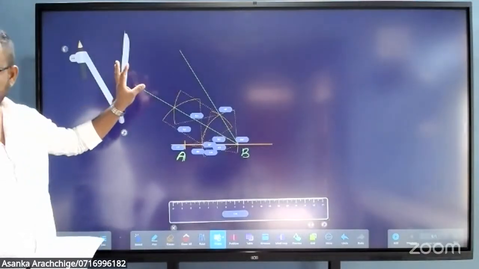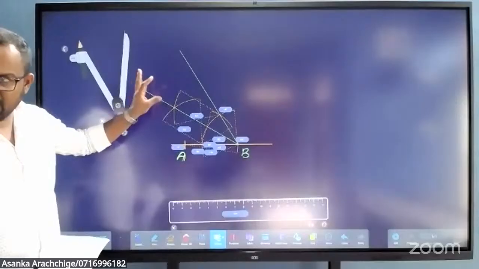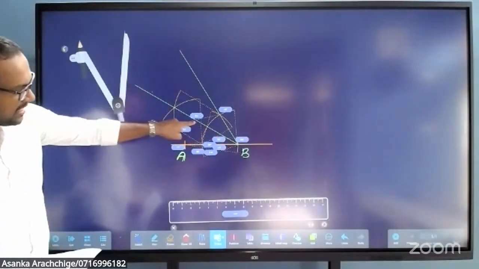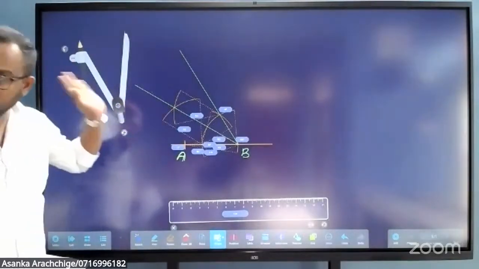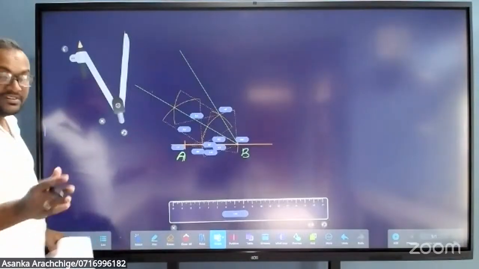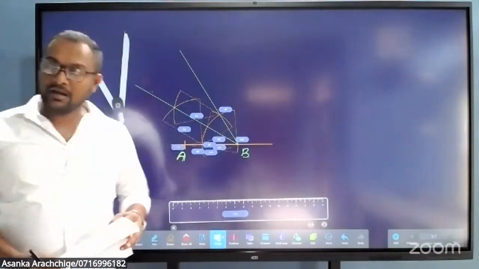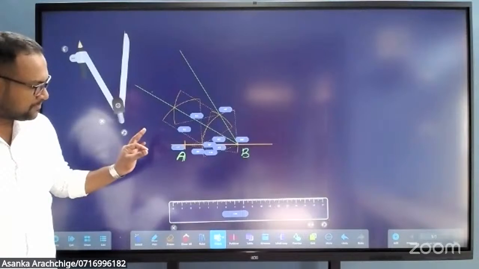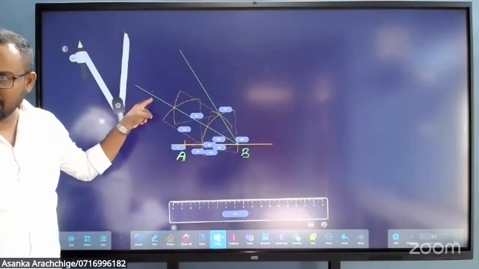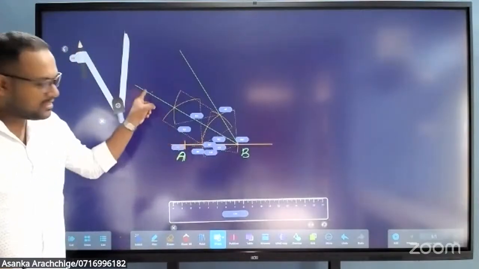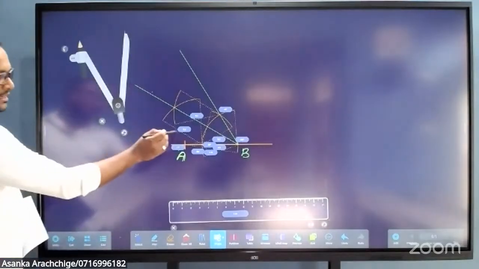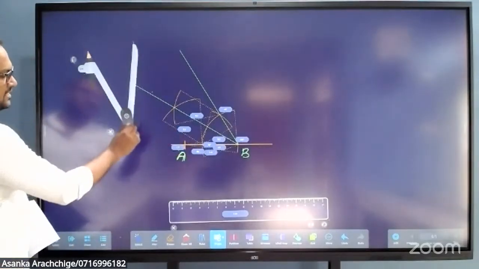Right? The point C in the isosceles triangle ABC must be somewhere on this bisector. Is that clear? Right. Then we are given a hint to identify the location of that point C, right? Because AB and AC have to be equal. Then you know the length of AB, that is 6 centimeters.